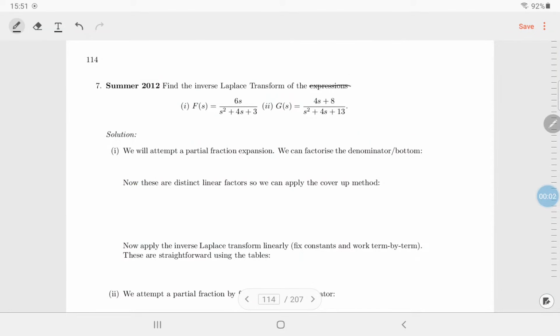transform now. It says these are expressions. No, they're not, of the functions.